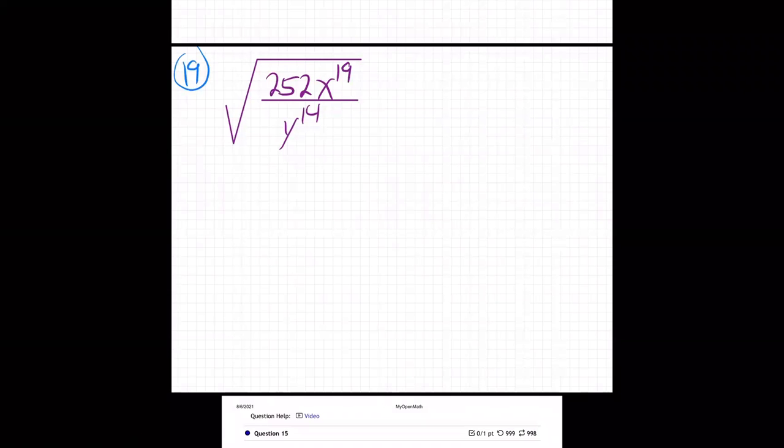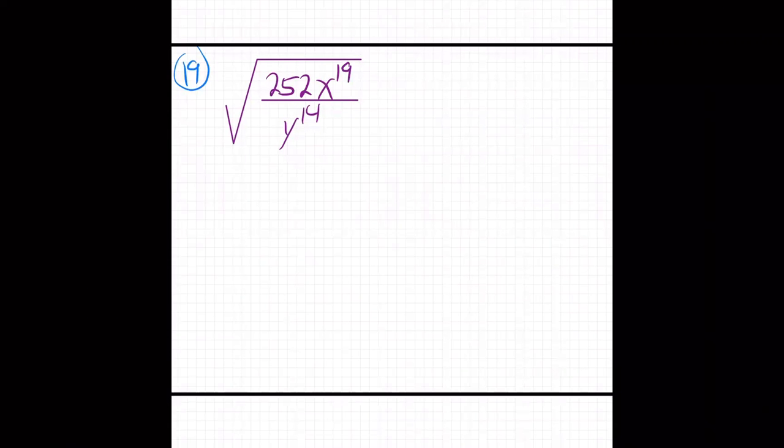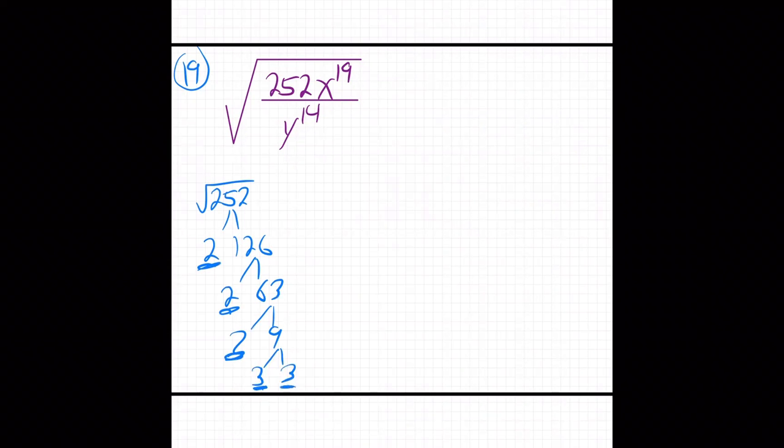Okay, so on this problem, we're going to have to simplify a lot of stuff here. So let's start with that 252. So the square root of the 252, break it down in your calculator. It's 2, and what is that? 1 times 126, and that's 2 times 63, and that's 7 times 9, and the 9 is 3 times 3. So we broke down that 252.